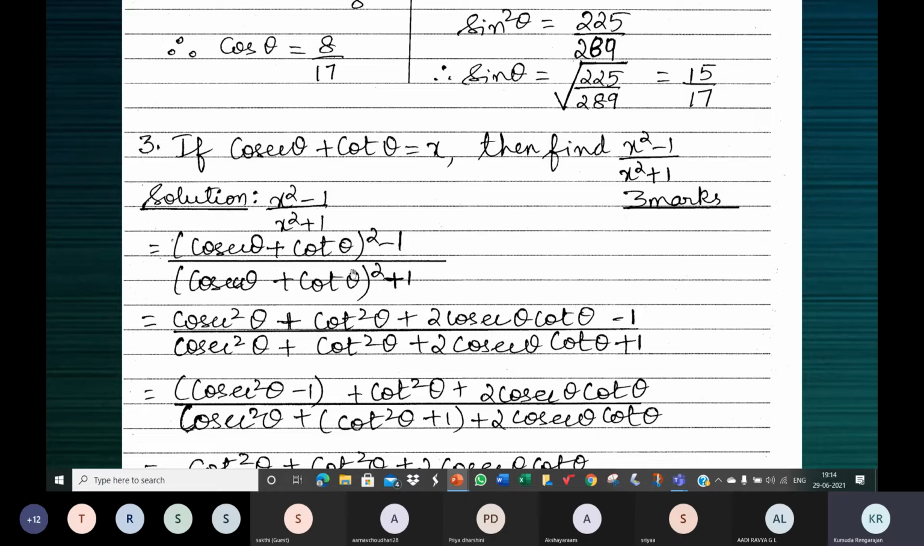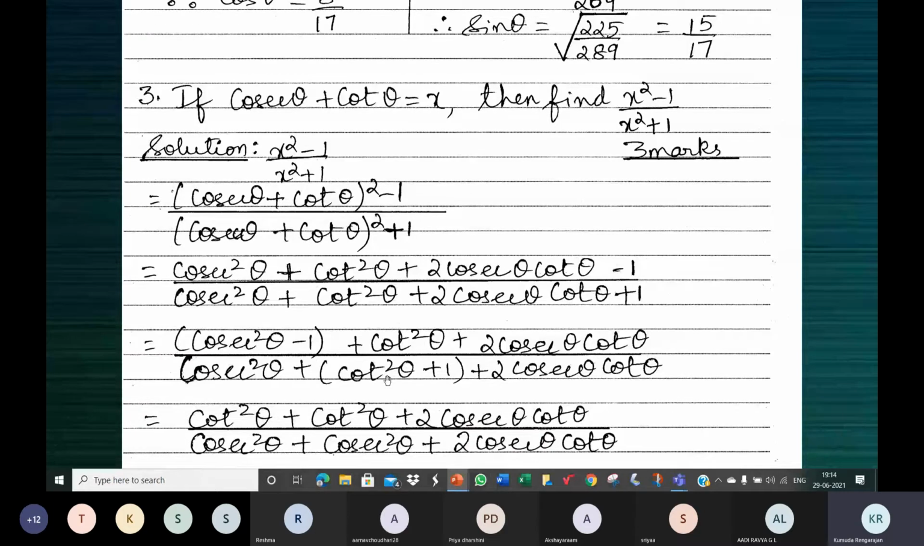First we substitute. Then we have to expand. Then we group like this. Group meaning we just bring these two terms together and these two terms together. Now, obviously, what's the next step? We're going to write cosecant square theta minus 1 as cot square theta. And in the denominator, this one is replaced with cosecant square theta. That's the next step.